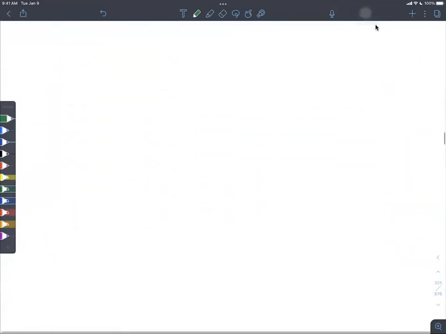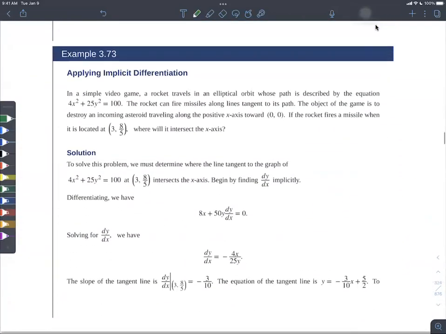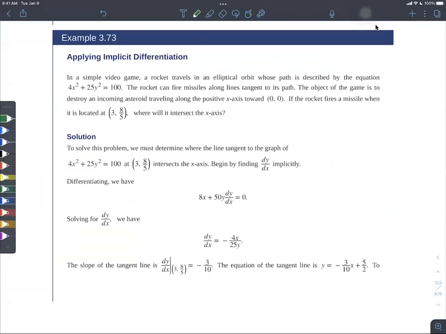All right, and how many more examples do we have? I believe we have one more, yes. Okay. So let's end here with example 3.73, applying implicit differentiation. Okay, so this is an application problem. In a simple video game, a rocket travels in an elliptical orbit whose path is described by the equation 4x squared plus 25y squared equals 100. So that's the equation of an ellipse.